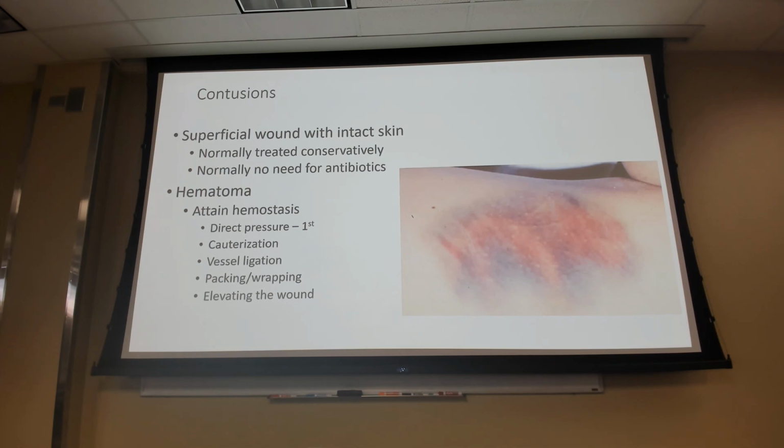If we're concerned about some sort of vessel damage under there that's continuously bleeding or causing the hematoma, then we can look at opening it up and doing some sort of vessel ligation or cauterization, and then wrapping and packing that wound. But typically, these are just normal wound mechanics: elevate the wound above the level of the heart, apply some direct pressure or some sort of bandage, and just let it heal on its own.